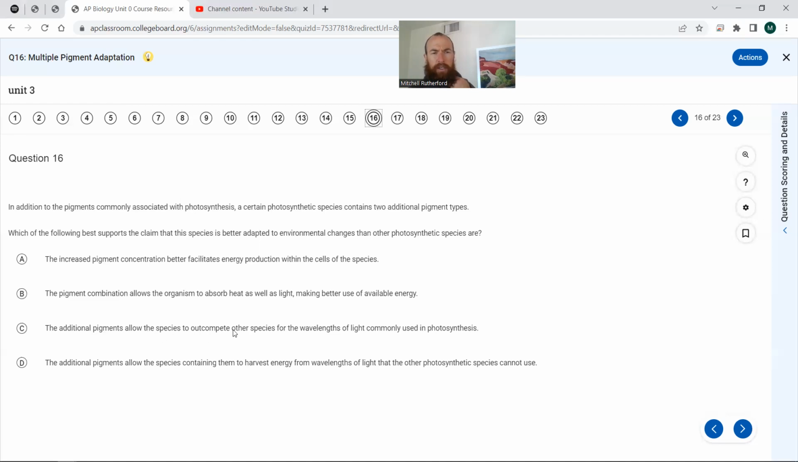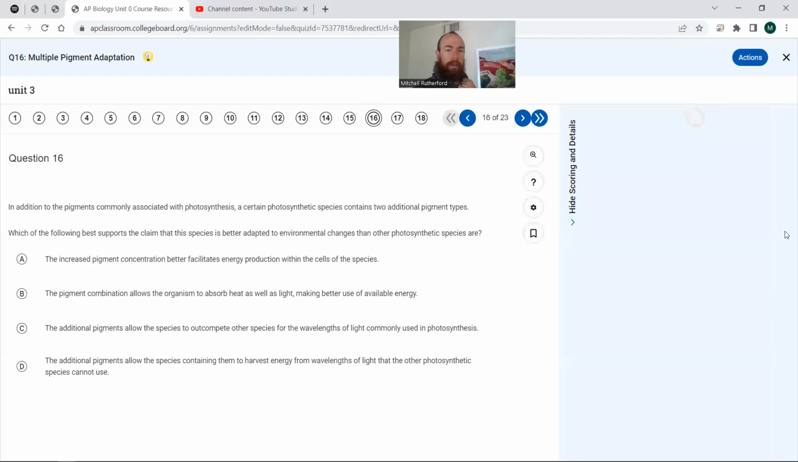Additional pigments allow the species to outcompete other species for wavelengths of light commonly used in photosynthesis. I don't think we're outcompeting. There's plenty of sunlight. That's ridiculous. Okay, D. The additional pigments allow the species containing them to harvest energy from wavelengths of light. Oh, D's really strong. D's really strong. I like B, but D seems very strong here.